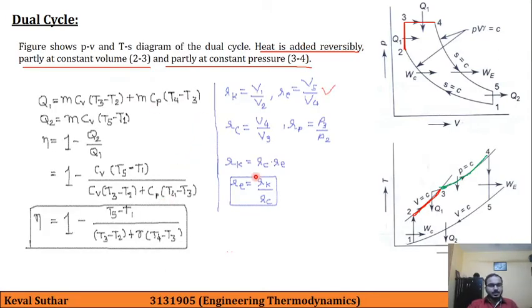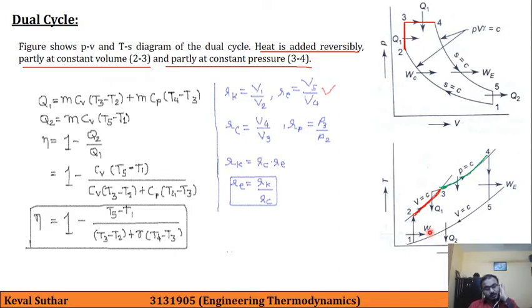So previously we studied about dual cycle, which is a combination of Otto cycle and diesel cycle. The feature we have taken here is that the heat addition process is divided into two parts. First is at constant volume, which behaves like an Otto cycle, and second is constant pressure heat addition that behaves like a diesel cycle. That's why it is called dual cycle. And these are its PV and TS diagrams.